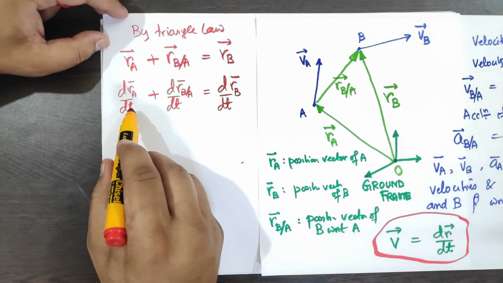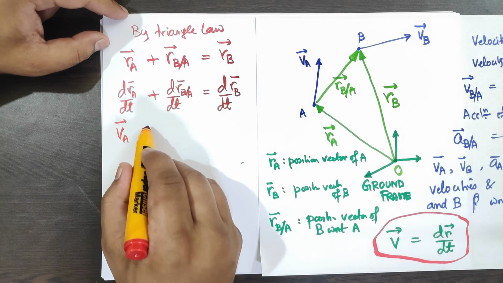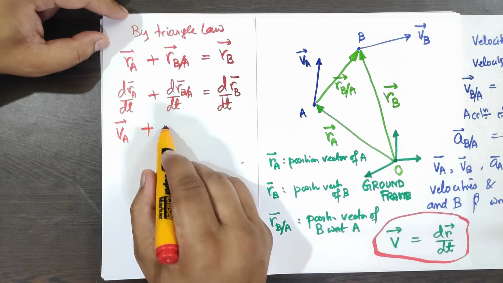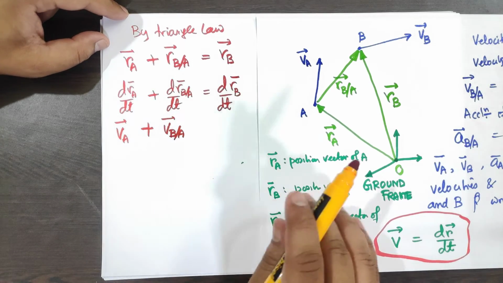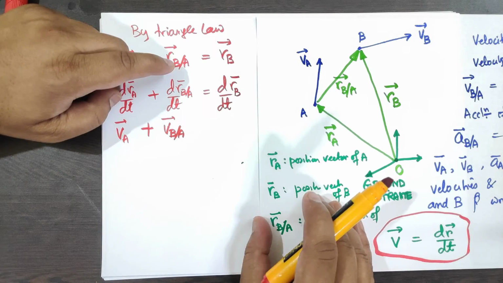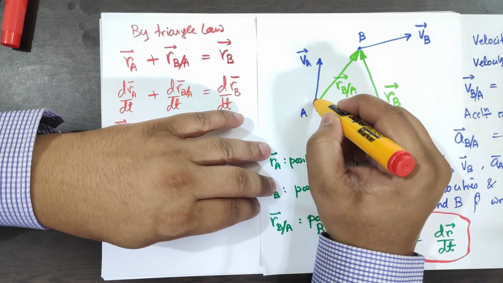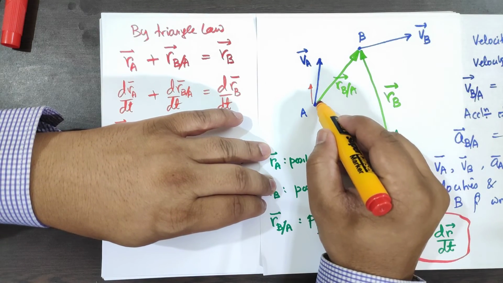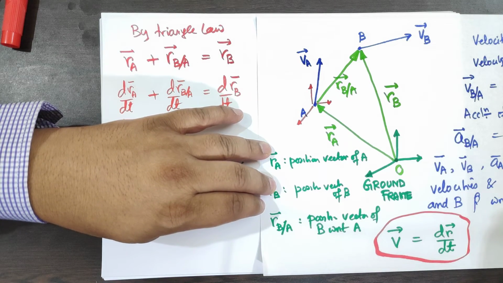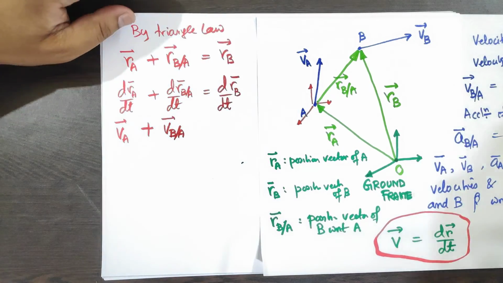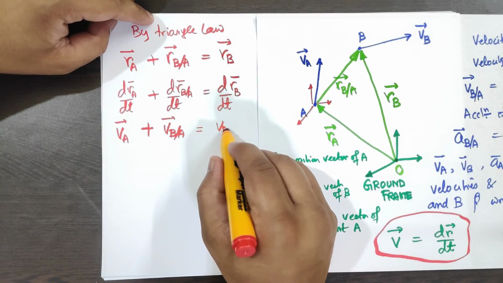So this dRA by dt is the velocity of A. Plus this is the velocity of B with respect to A, right? Because it is R of B with respect to A, the position vector of B as seen from A. That means you have to construct a moving reference frame at A. Equal to dRB by dt, which is VB.